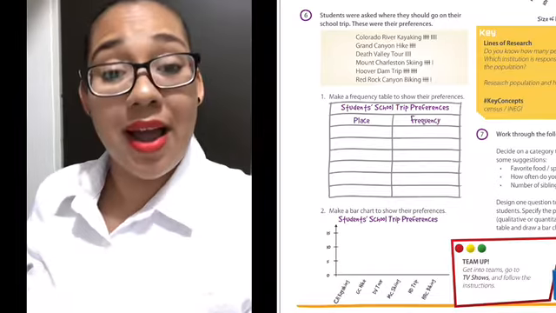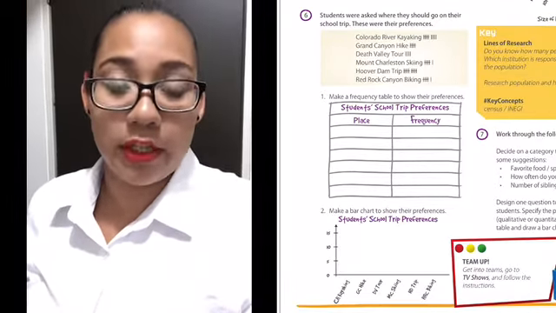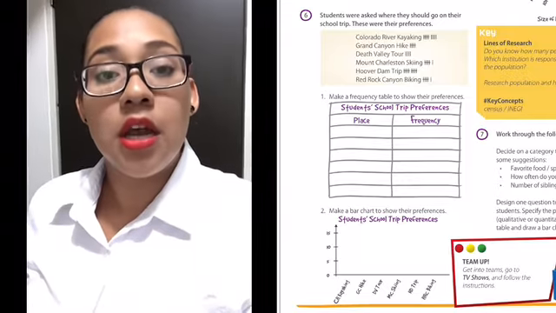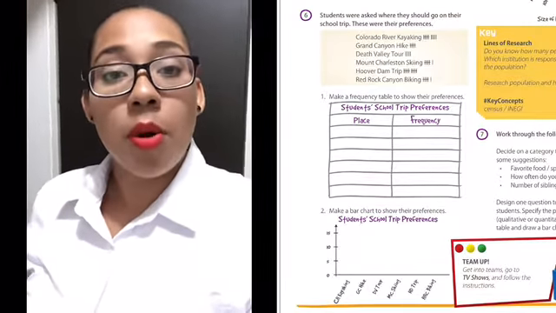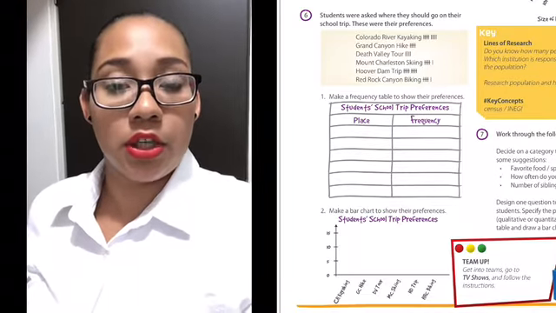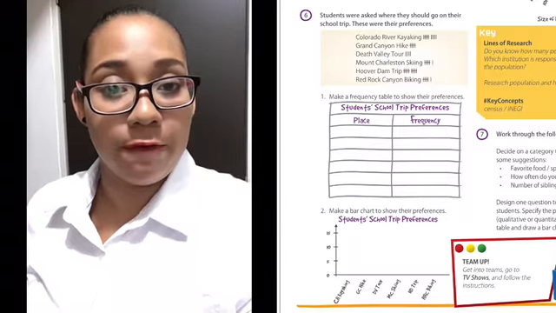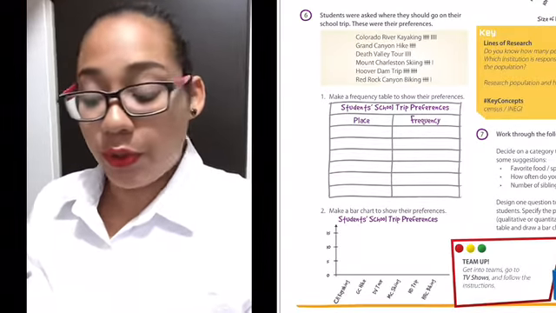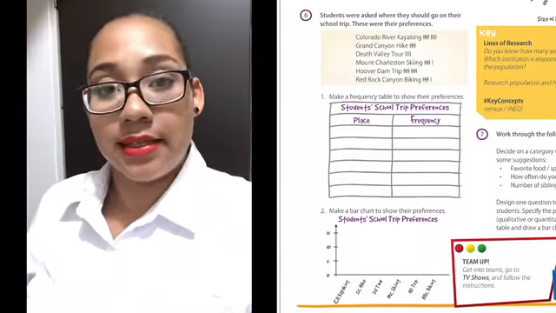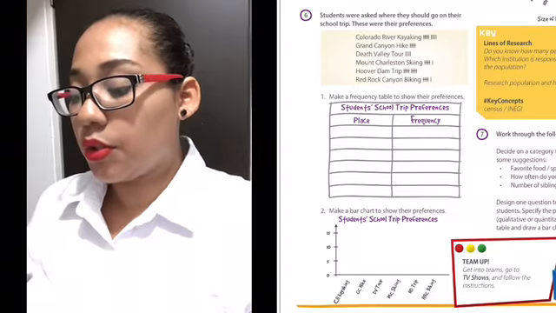Once you have that frequency table, it will help you, because that's information that you gather from a survey, and it will help you make a bar chart. Remember, there are different types of bar charts or different types of diagrams that will help you represent your information. Well, exercise number 2 from page 98 says, make a bar chart to show their preference.